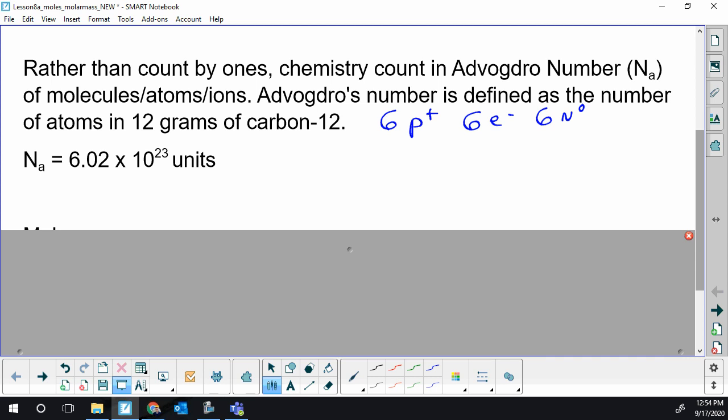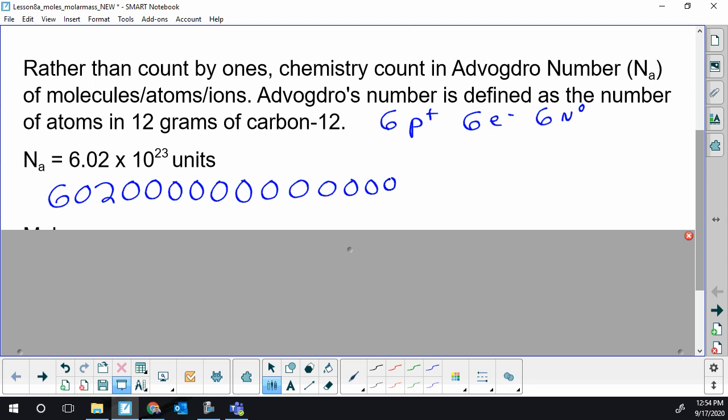So this would be 602, and the 23, to go back to a regular number, means I've got to move this decimal place 23 times to the right. So that's 1, 2, 3, 4, 5, 6, 7, 8, 9, 10, 11, 12, 13, 14, 15, 16, 17, 18, 19, 20, 21, 22, 23. That's Avogadro's number. Now, I don't want to ever have to do that again. I'd make mistakes just trying to write it out that way. Every 3, I'm going to put a comma just to help our eye.